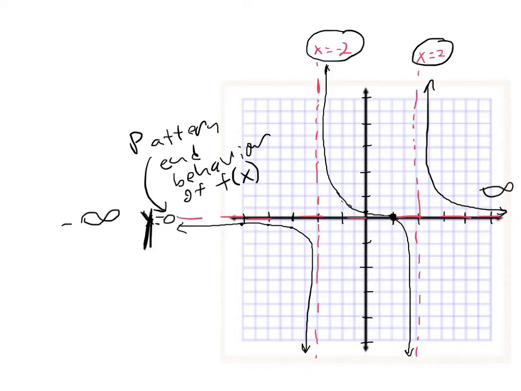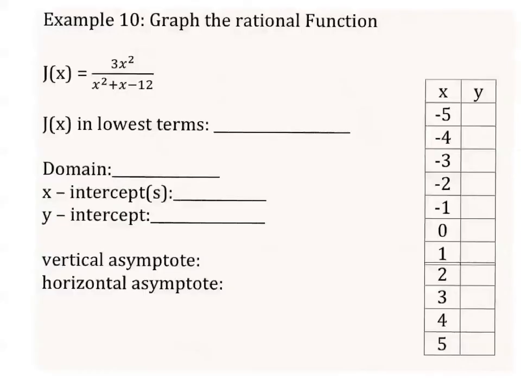Alright? Okay. Here we got one. Our top is already in lowest terms, so 3x squared. And our bottom we need to factor to x plus 4 times x minus 3. Alright? So our domain is by setting our denominator equal to 0 and solving. You get x equals negative 4 and 3.